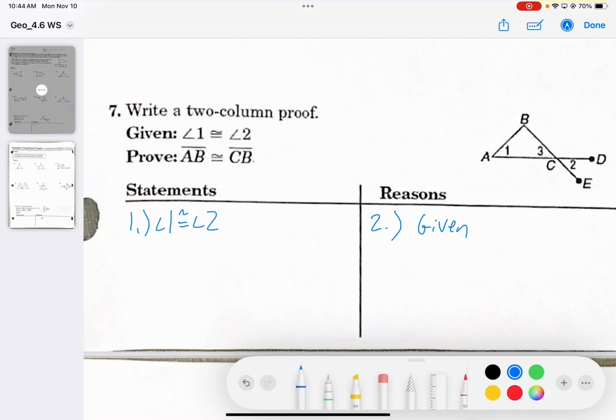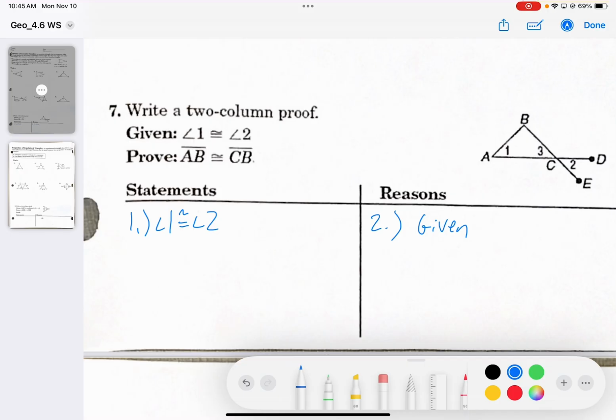Reason for that's given. All right, now look. This is like the easiest proof that we're going to do. I know that these two angles are congruent to each other, 1 and 2. I want to prove that AB is congruent to CB. So I really essentially just want to prove that this triangle is an isosceles triangle. I want to prove that those two sides are the same. So if I know angle 2 is congruent to angle 1, what else could I say about my angles?